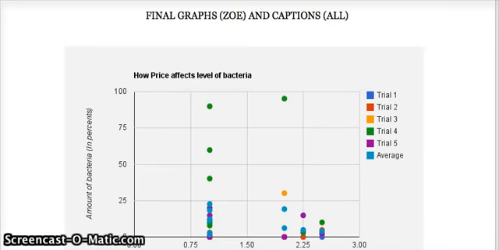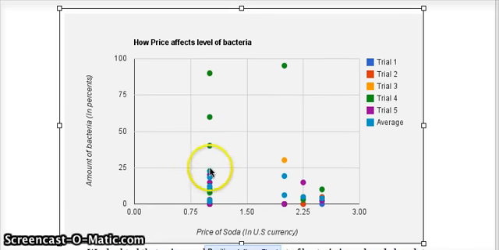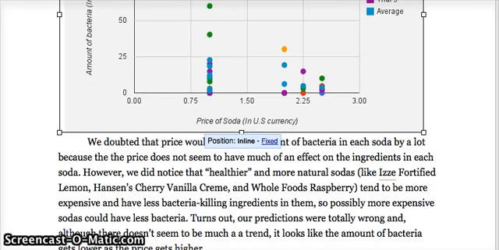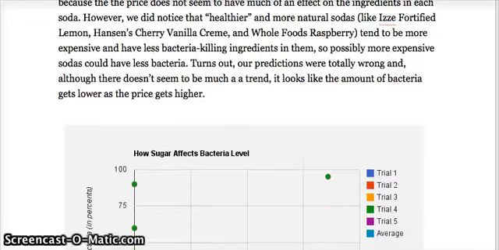And here are the final graphs. So as you can see, most of our variables didn't have a huge effect on bacteria, but with price, it did go down as the soda got more expensive. Not quite as much as we had expected, but it went down by a couple percent. So it basically fit in with our hypothesis, but not to the extent we expected.